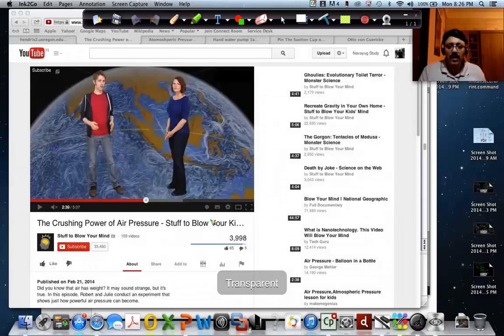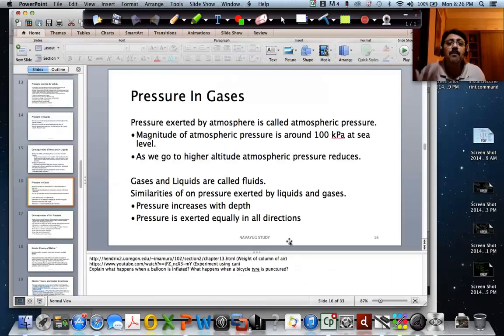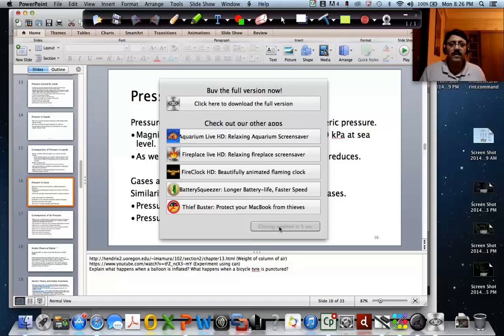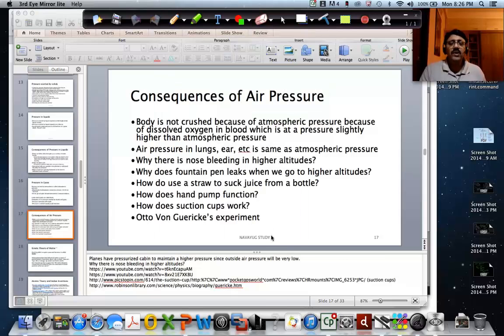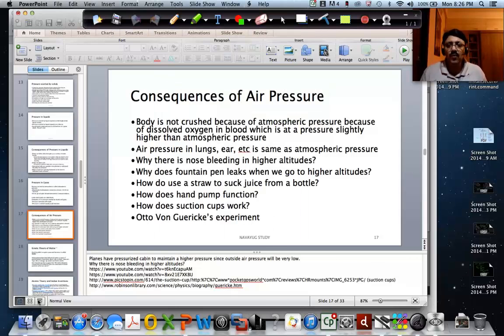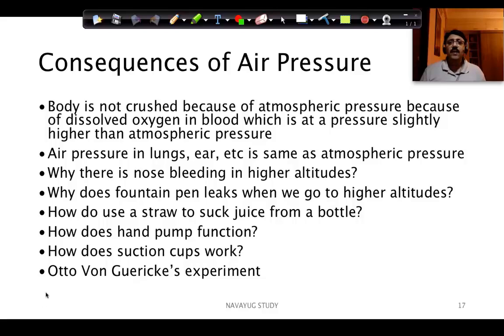Alright, so that is about the other experiment which I want to show you. Now, I also want to show you how a hand pump works. So these are all the consequences of air pressure. The first thing I have already shown: the body is not crushed because the blood pressure inside is equal to atmospheric pressure. So it's neutralizing, and so the body is safe. That's something I explained before.